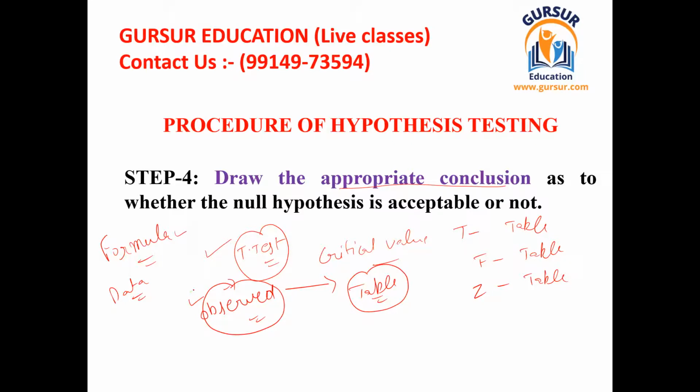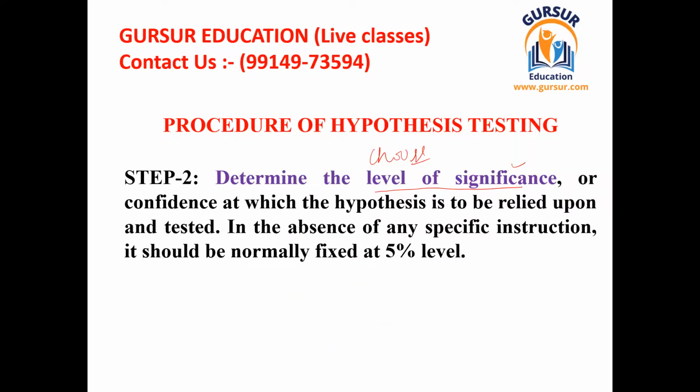And after finding the observed value, just compare this observed value with the actual table value of that specific test. And if this matches, or if this falls in the area of acceptance, then you draw the conclusion. Then you take the decision whether to accept the null hypothesis or reject the null hypothesis. So this is all of the procedure. I think you would have understood this completely.